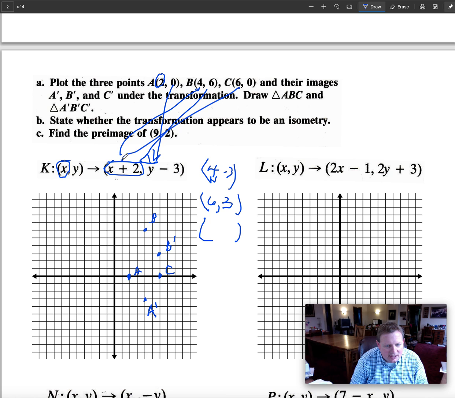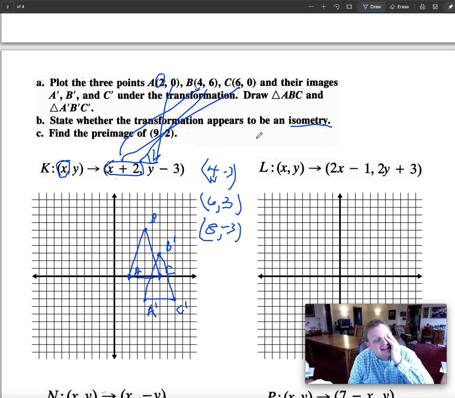What happens to the 6? We're going to add 2. It becomes an 8. And then the 0, we're going to subtract 3. That becomes a negative 3. And so we have 8, negative 3. And that becomes C prime. Well, this makes a triangle. This is my image. The pre-image, the original image, is here. Is that an isometry? Yes, it's congruent. It's the same shape. It just slid.